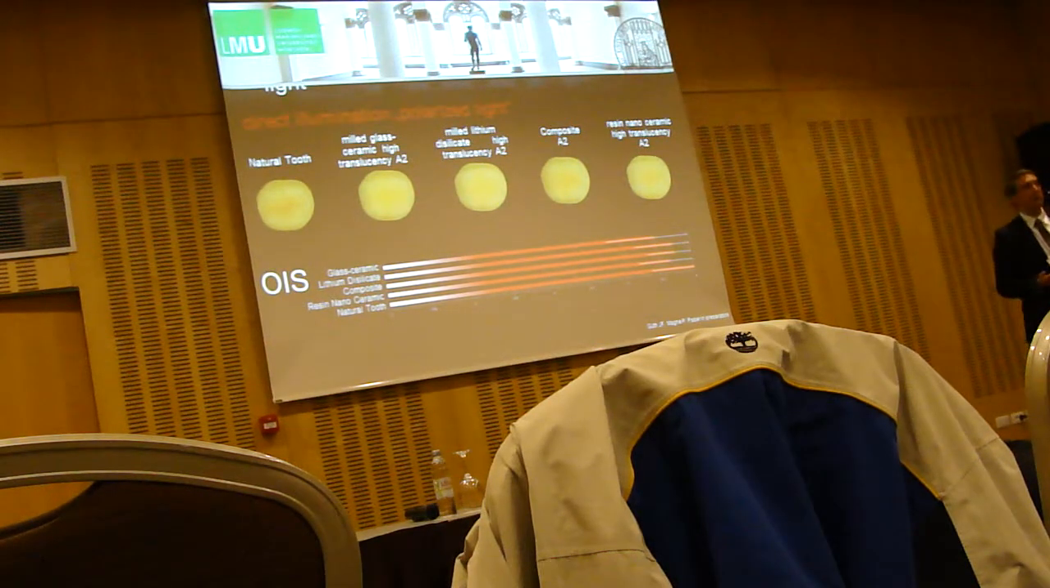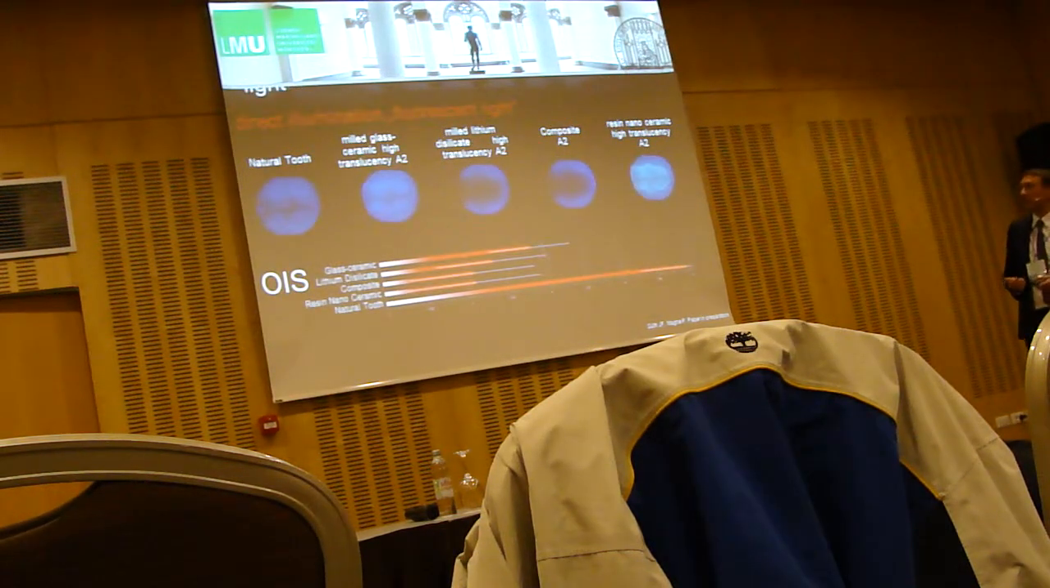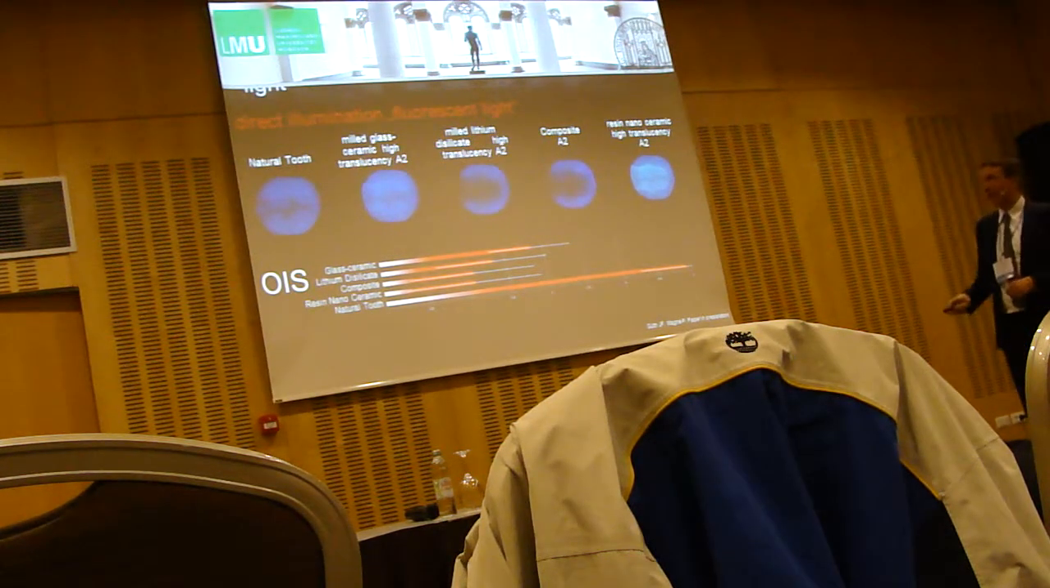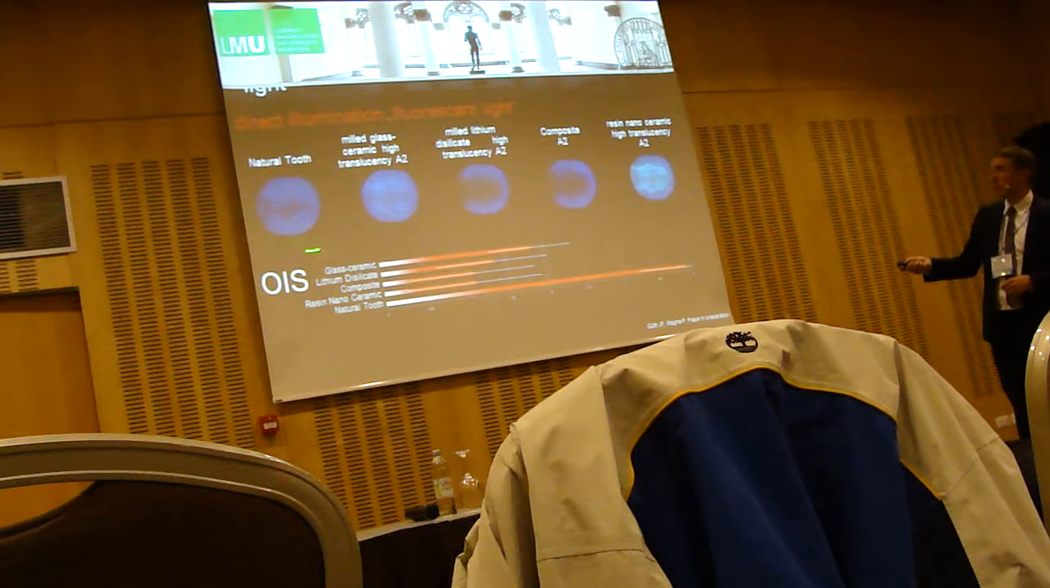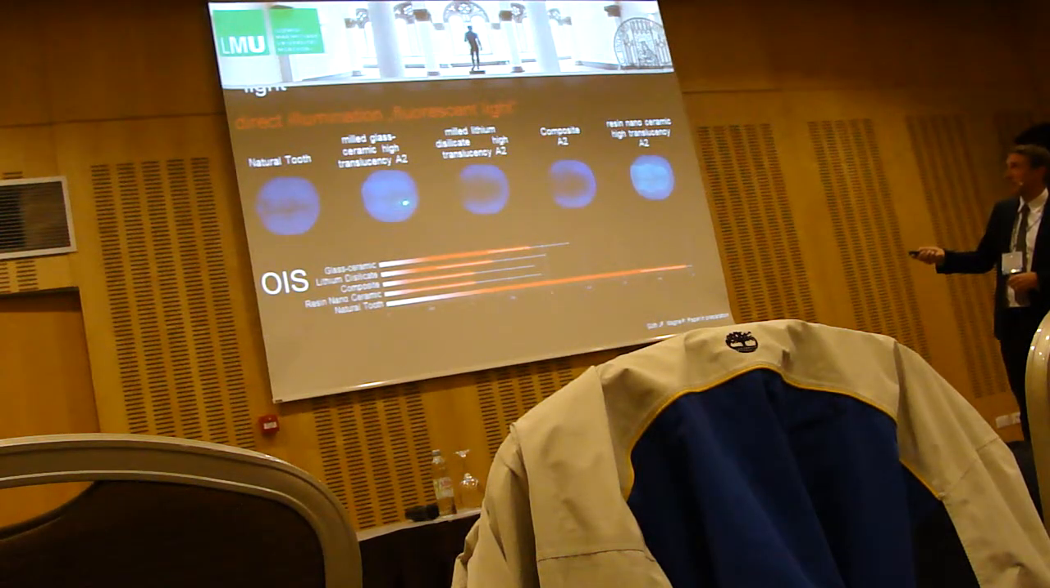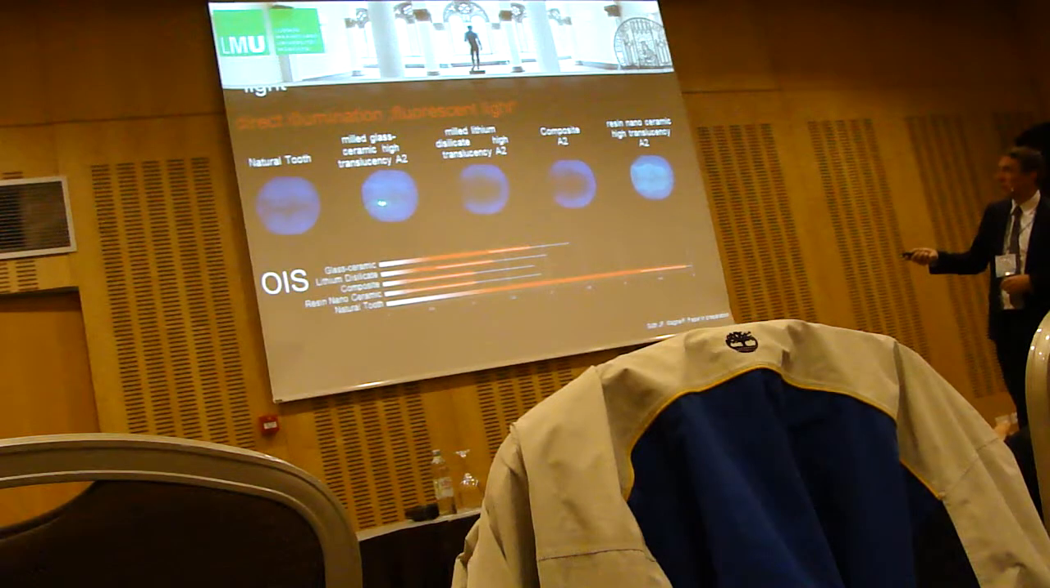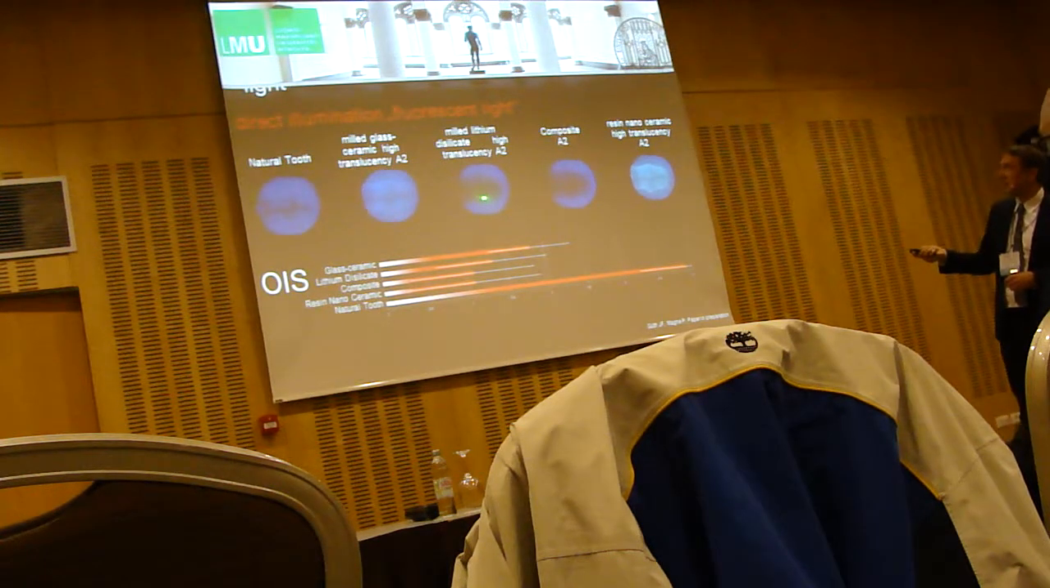Let's go to the last illumination, and this is about the fluorescent light. So here you see that again, the natural tooth shows quite high fluorescence. The milled glass ceramic, the translucent ceramic, translucency HT, A2, shows a little bit higher fluorescence. Then we have the lithium disilicate.